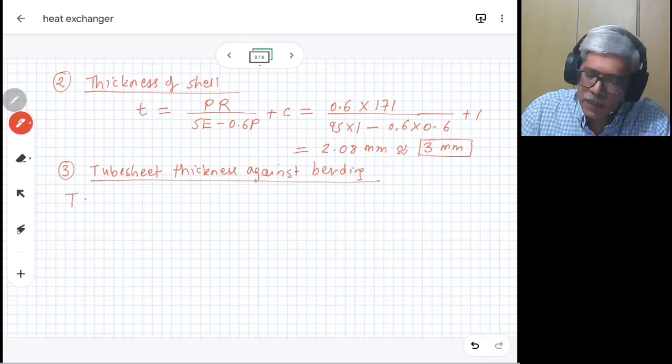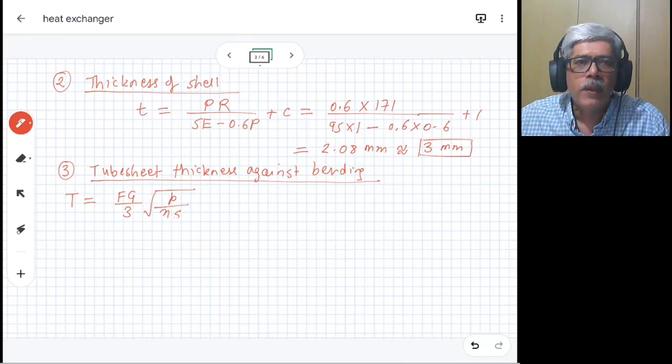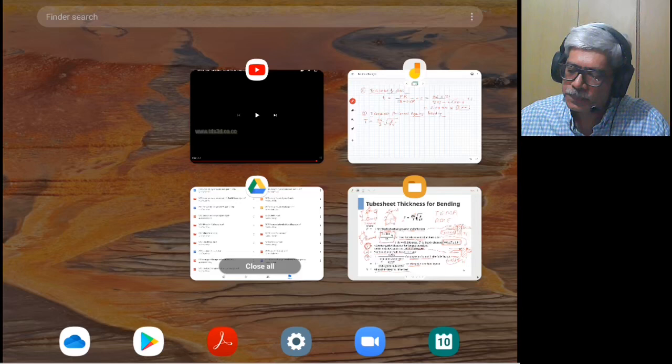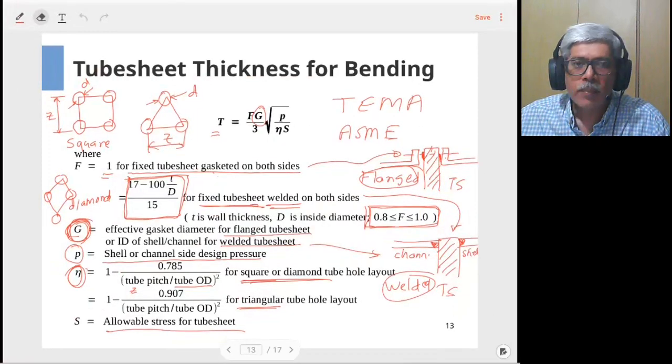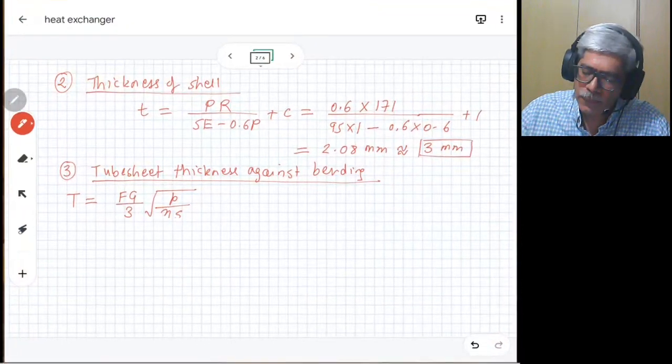So the formula for that is given as T equal to F G divided by 3 under root P divided by efficiency into the allowable stress. If you refer to the formula for the factor F, you will find that the factor F is given as 17 minus 100 times T by D divided by 15. So that is how the factor F is given.